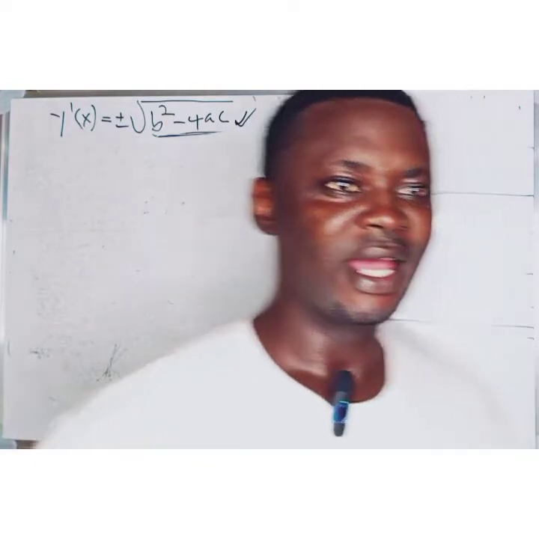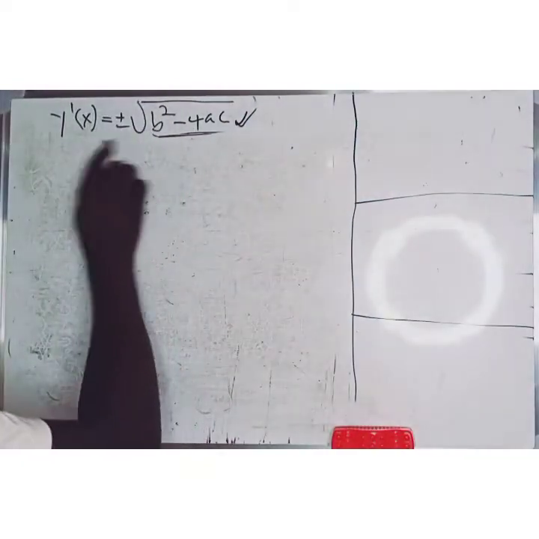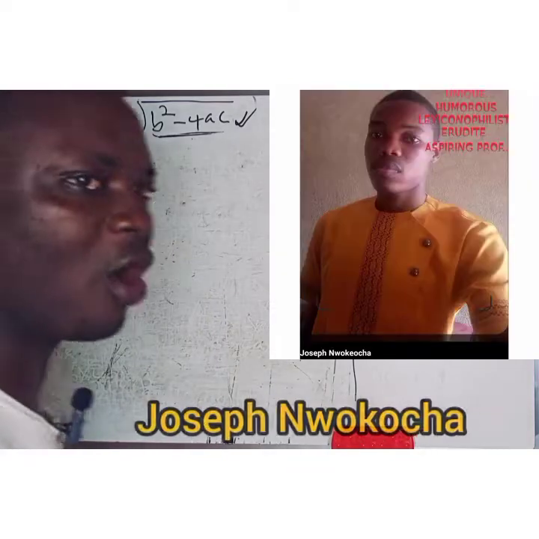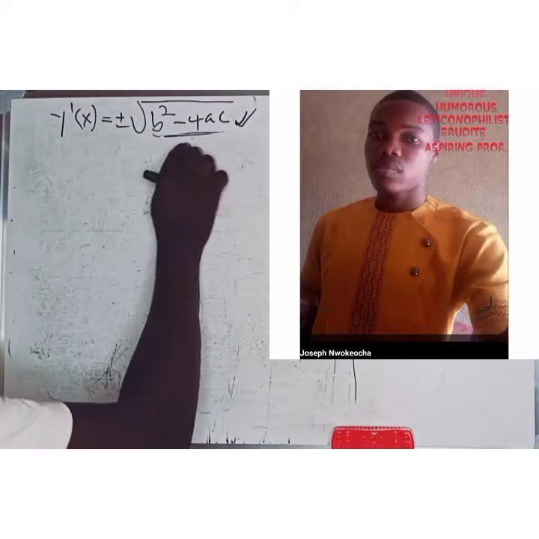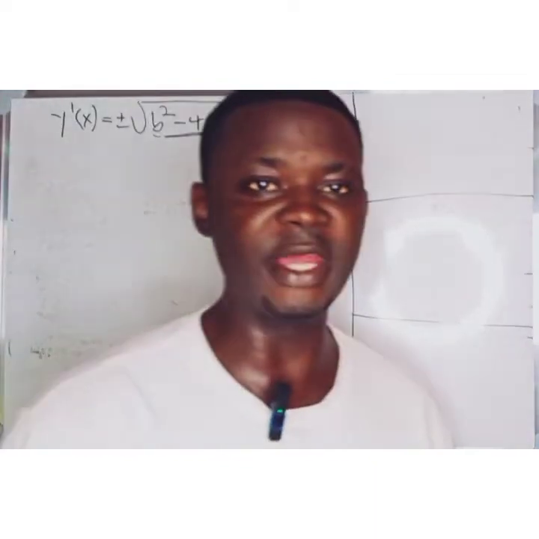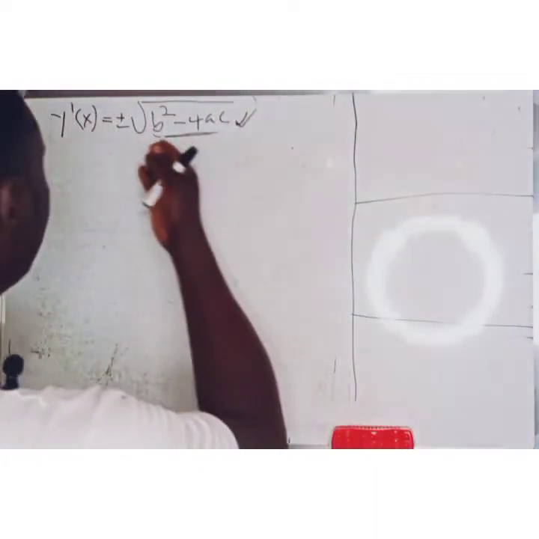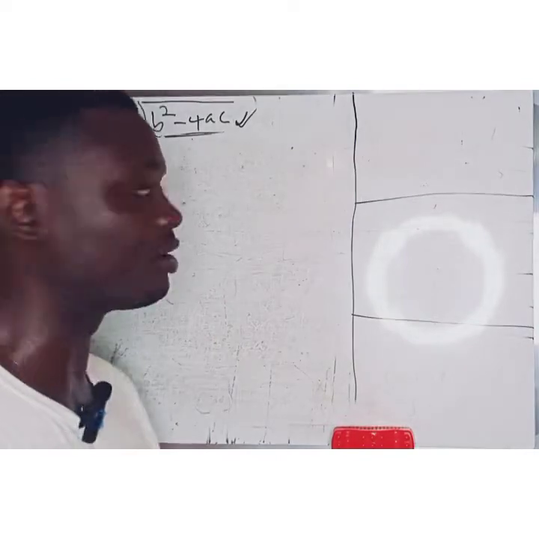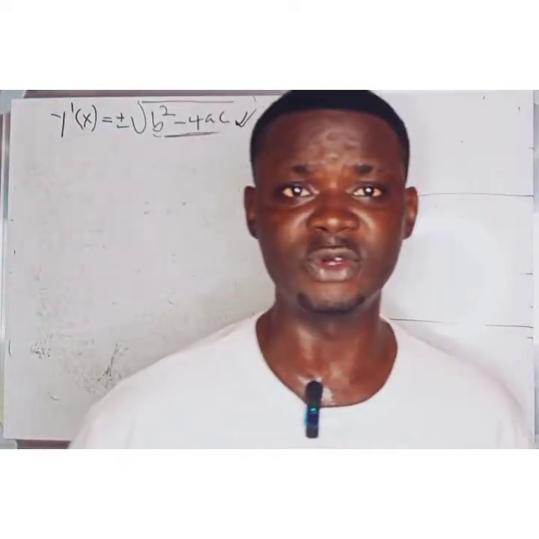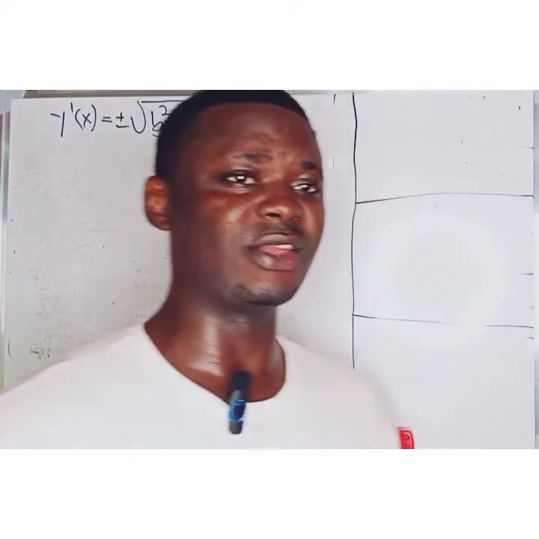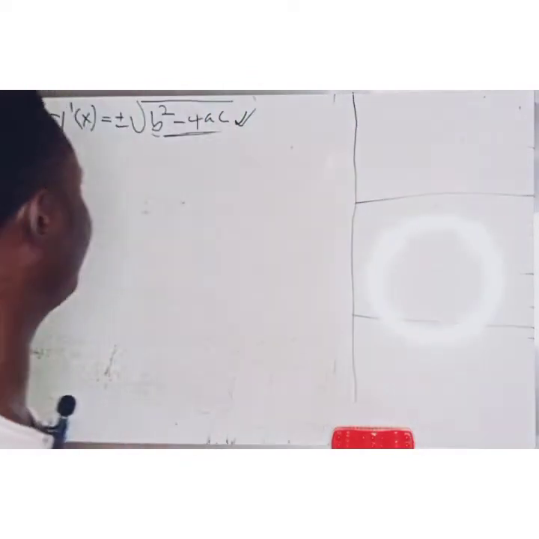Hello my people, in today's video you shall see how a boy called Joseph Nwokocha derived the discriminant of this almighty formula that is being represented as a function. It shows that we are applying the rule of derivative. I was the one that introduced this years back. I used it a few days back in one of my videos.